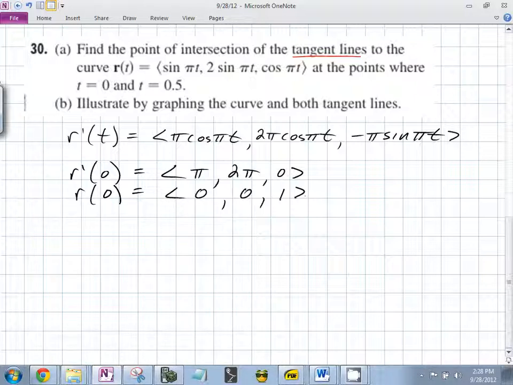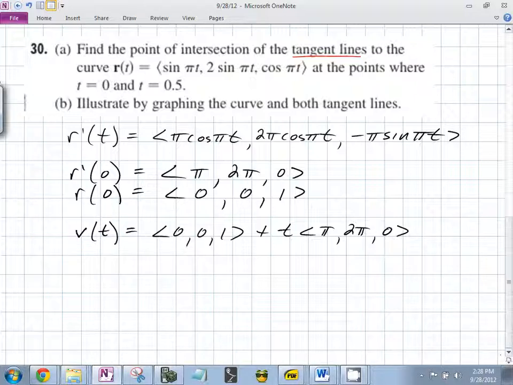So we have the derivative at 0, where it is at 0. So how do we write the vector equation? Let's give it a name. What letter name do we want to give it? We can't just use r over and over again. V? So what's this one going to be? 0, 0, 1 plus t times pi, 2 pi, and 0. Okay, so there's the first one.